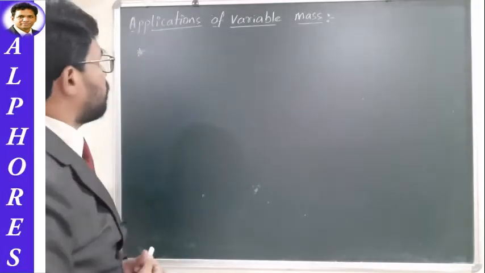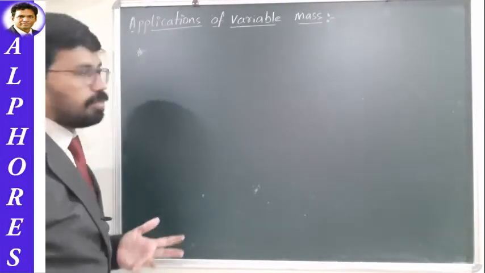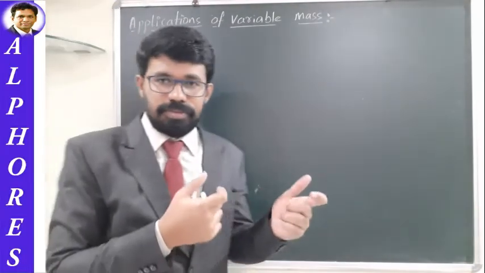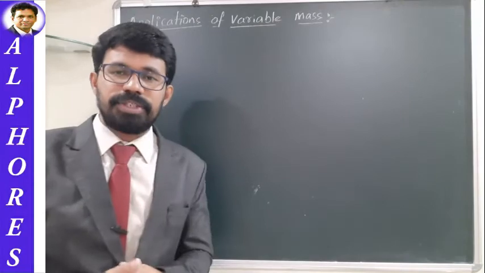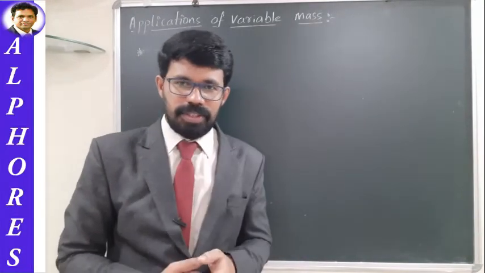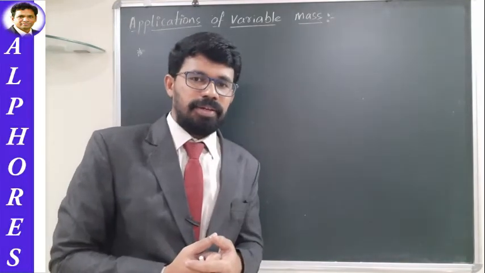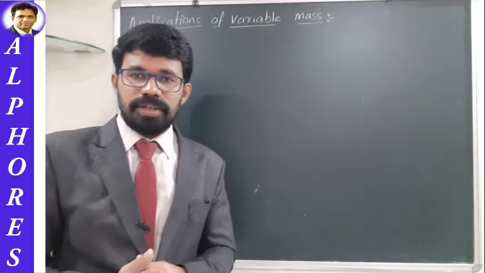Now let us talk about applications of variable mass. Here I'll start with the machine gun model. What happens if you keep on shooting bullets with a machine gun? Continuously some force will be acting on our shoulder, isn't it? So unless we exert the same amount of force back on the gun, we cannot hold the gun firmly.